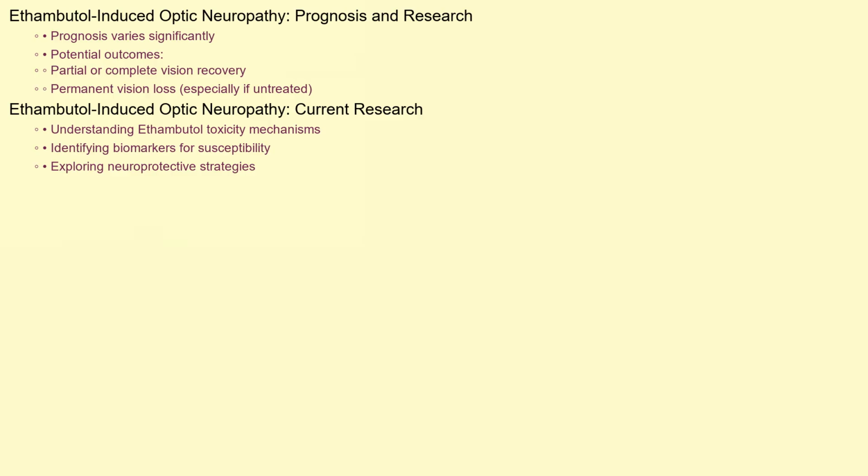Recent research is focusing on understanding the mechanisms of ethambutol toxicity and identifying biomarkers that can predict individual susceptibility. Studies are also exploring potential neuroprotective strategies to prevent or mitigate optic nerve damage. These advances offer hope for improved outcomes and a better quality of life for individuals affected by this condition. Ongoing research continues to improve our understanding and management of this challenging complication.